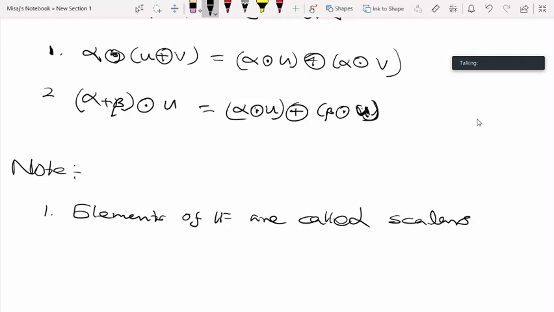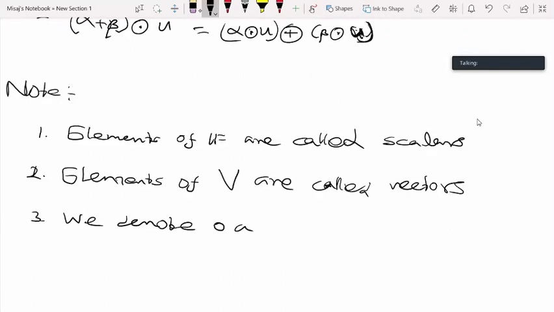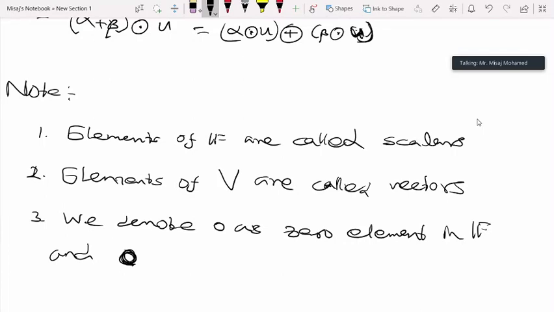We denote zero as the zero element in F, and bold zero as the zero vector in V. We denote just zero as a zero element in F and bold zero as the zero vector in V. Is that clear?